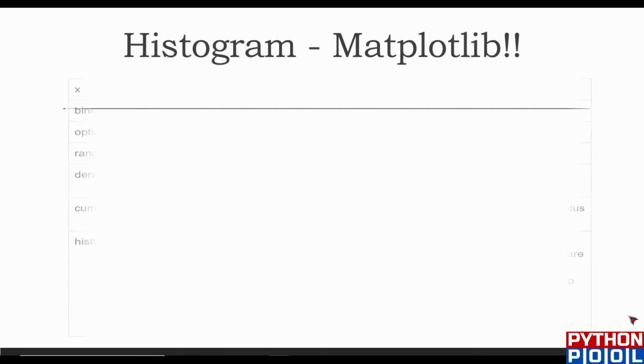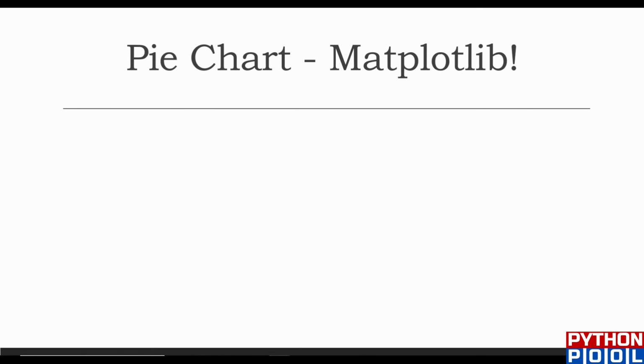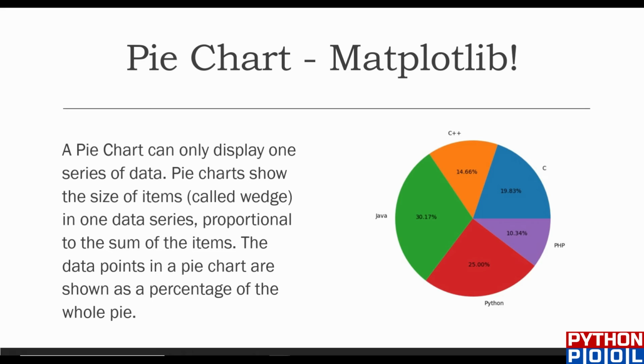Now after the histogram, let's jump to the pie chart in Matplotlib. Let's see how we could define the pie chart. So what is a pie chart? A pie chart can only display one series of data. It shows the size of items, and according to that size it defines its shape and its position. Okay, so let's define this type of pie chart in our program today.